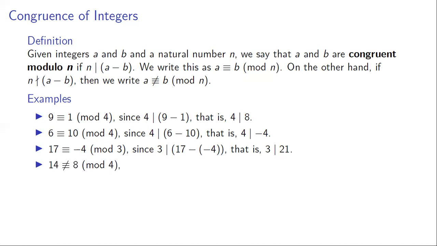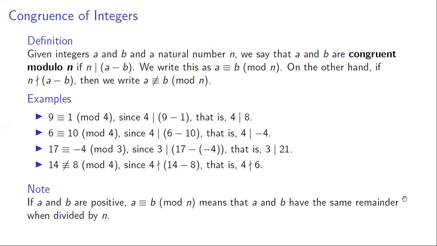14 is not congruent to 8 mod 4. Why? Since 4 does not divide 14 minus 8. That is, 4 does not divide 6.